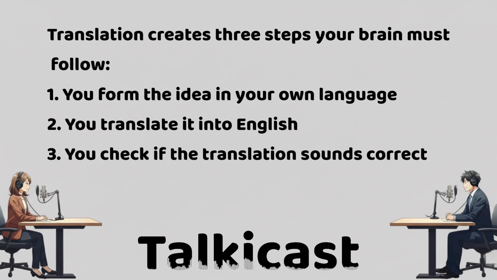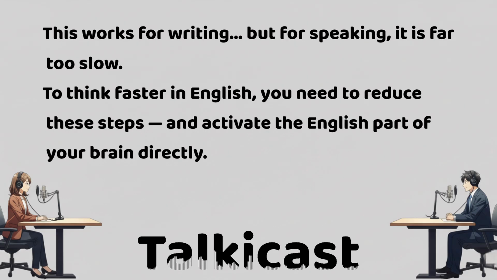Translation creates 3 steps your brain must follow. 1. You form the idea in your own language. 2. You translate it into English. 3. You check if the translation sounds correct. This works for writing, but for speaking, it is far too slow. To think faster in English, you need to reduce these steps and activate the English part of your brain directly.